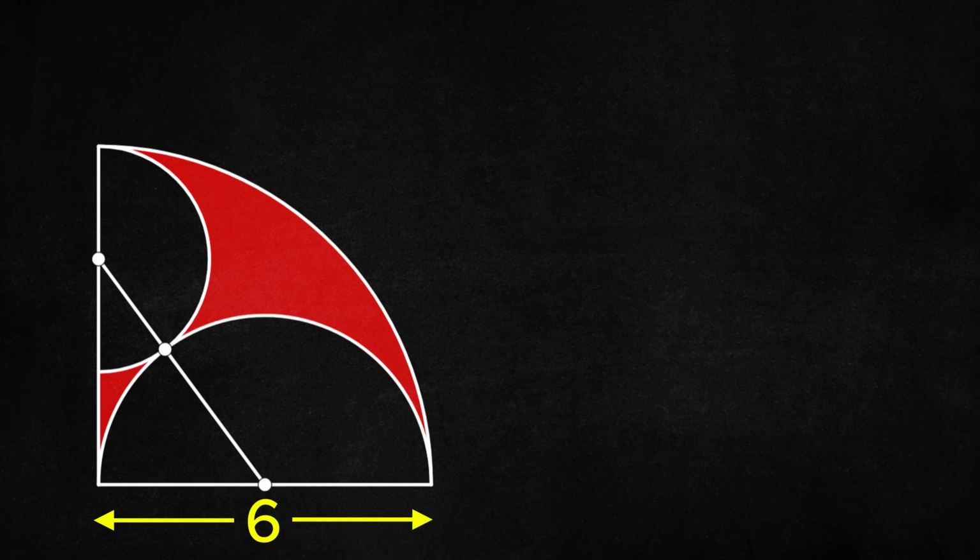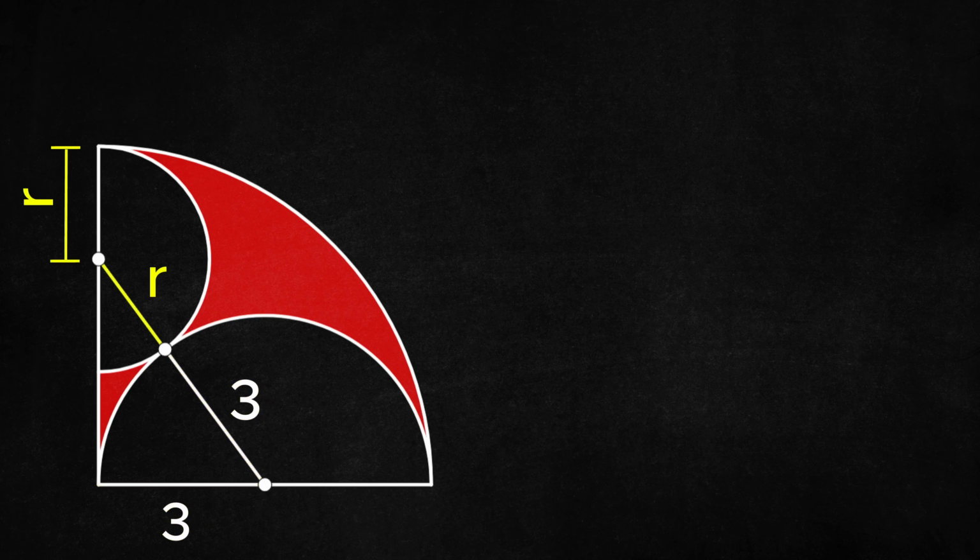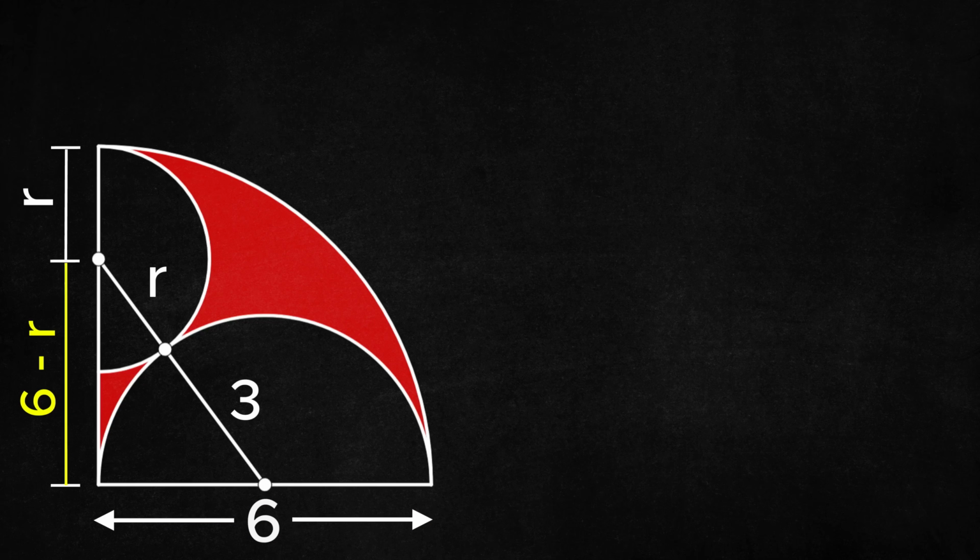Since the diameter of the larger semicircle is 6, the radius is half of 6, or 3 units. Let r be the radius of the smaller semicircle. Since the radius of the quarter circle is 6, this length must be 6 minus r. The length of the drawn line segment, connecting the centers of the semicircles, is r plus 3.